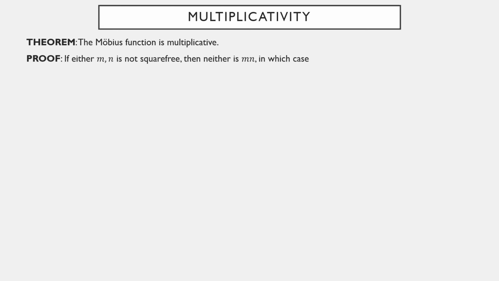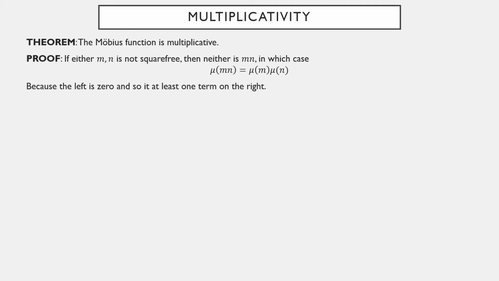Suppose m and n is not square-free. In other words, I can factor a square out of m. Well, then I can definitely factor a square out of mn. In this case, mu of mn is equal to mu of n times mu of m because the left term is 0. I could factor a square out of it. And at least one of the terms on the right is also 0.